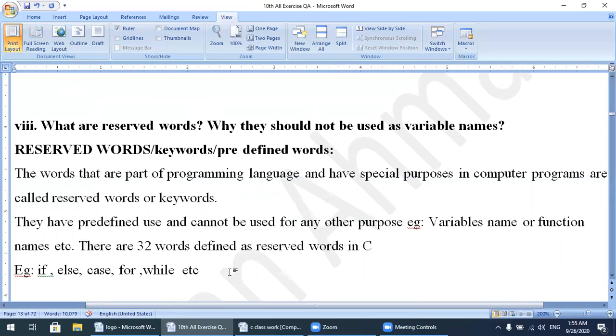C++ has many other words. Over here you are studying the C language, and they tell us C has 32 words which are already defined, known as reserved words. For example, if is a reserved word, else is another reserved word, case is a reserved word, for is a reserved word, while is also a reserved word. Many other reserved words are there. You can check them, and when we do programming I will tell you this one is a reserved word, and so on.